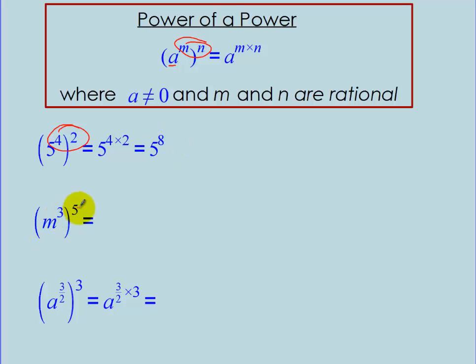m cubed all to the 5th power, you multiply that, so it becomes m to the 3 times 5 power, which is m to the 15th power. a to the 3/2 power, all of that cubed, you're multiplying those powers. So a to the 3/2 times 3, and that's like 3 over 1, that becomes a to the 9/2 power. And I can leave it as a to the 9/2 power.